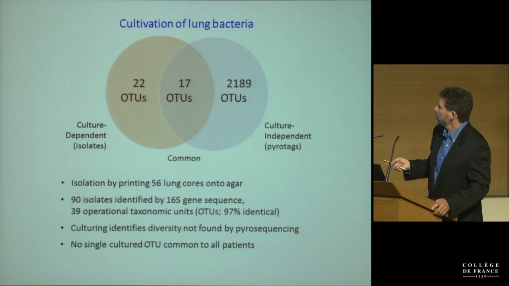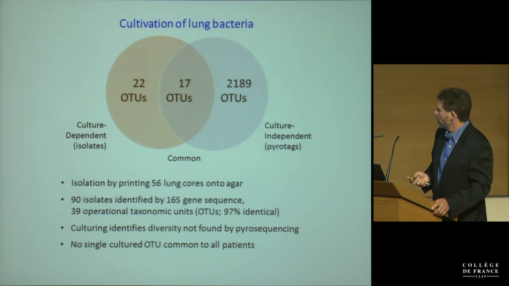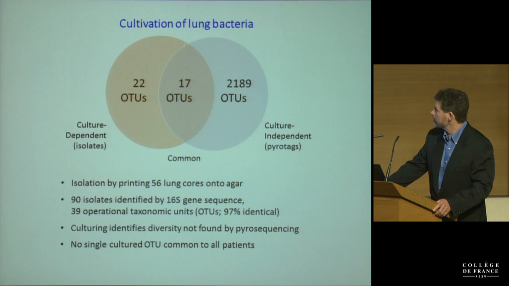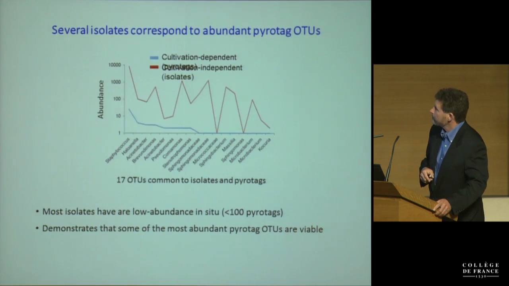And so what we see is that actually the majority of the isolates are distinct from the pyrotag OTUs, but some of them are common to both. And so our culturing has actually identified additional diversity not found by the pyrosequencing. Another observation is there wasn't a single cultured OTU that was common to all of the patients. And I think this again feeds into this theme of diversity among individuals, which is a very significant factor here.